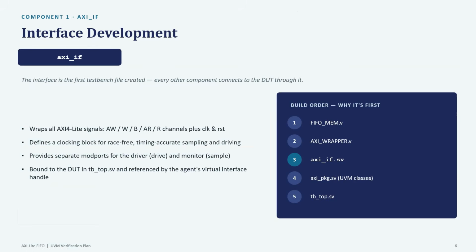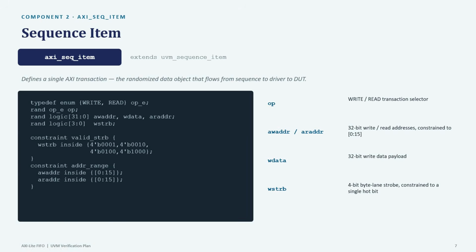So the interface is going to wrap up all the AXI4 related signals like AW, W, B, AR, and R channels, and it is going to have clock and reset signals also. It is also going to define clocking blocks for race-free conditions, timing accuracy, and during sampling and driving. It is also going to have separate modports for driver and monitor, and it is going to be bound in the TB underscore top and referenced by the agent's virtual interface handle. This is what I said previously. Using this interface only, we are going to connect our design as well as the test bench. Okay, this is where the interface is going to work, and this is what we are going to have inside our interface.